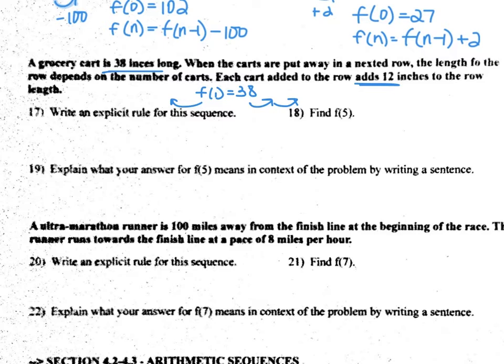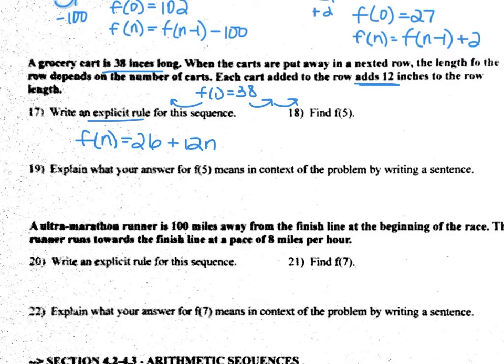So if I write my explicit rule, that's going to be f of n equals, when I subtract 12, that's going to give me 26. So it's going to be 26 plus 12n. So remember, this 26 is coming because I need the 0 term. So I have to count backwards 12, even though that doesn't make sense. Like, it doesn't make sense for 0 carts to be 26 inches long. You have to do that when you write the equation.